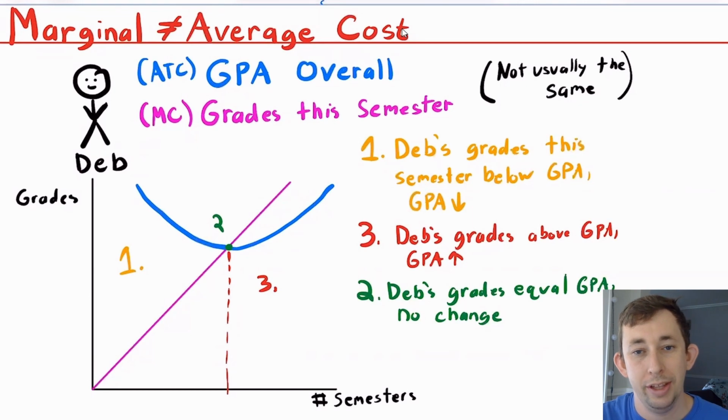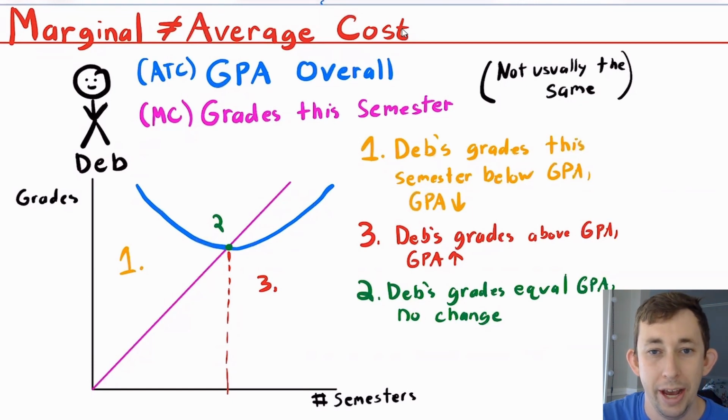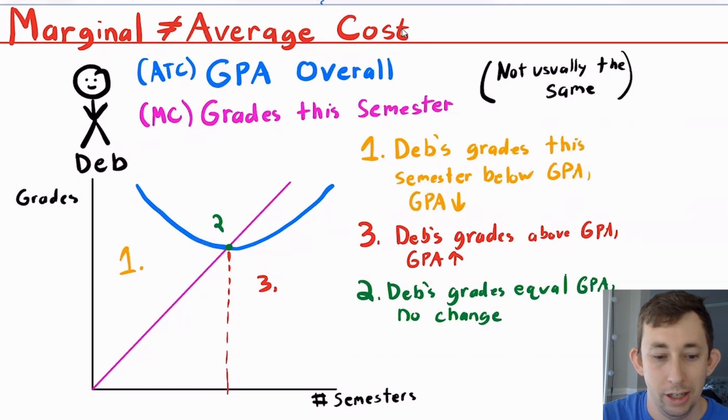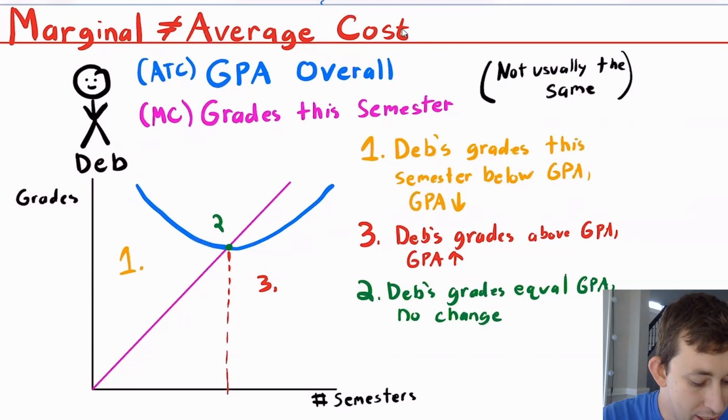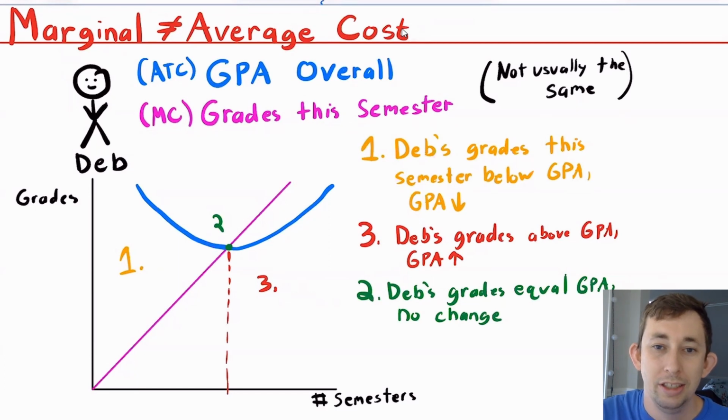So let's step away from the economics and use a non-econ example. Here's what I want you to think about. I want you to imagine that your average total cost curve is just your overall GPA, just whatever your GPA is right now on average, and your marginal cost is going to be your grades this semester. So maybe if we use Deb as an example, let's say that this is Deb's GPA and Deb's grades this semester. If Deb is trying to figure out how her grades this semester will affect her GPA, she's going to draw something like this, and let's talk about why this makes sense.